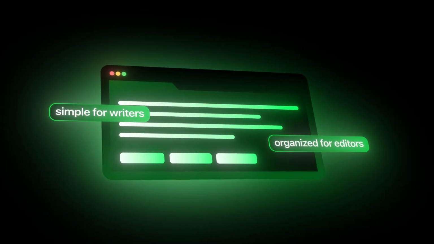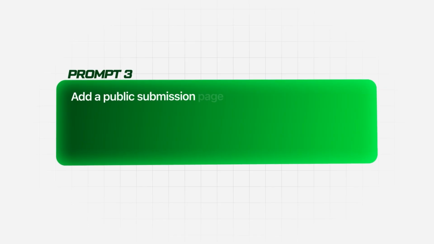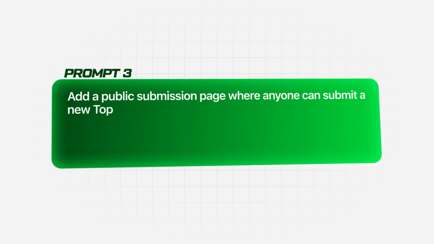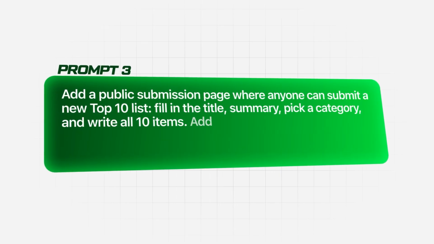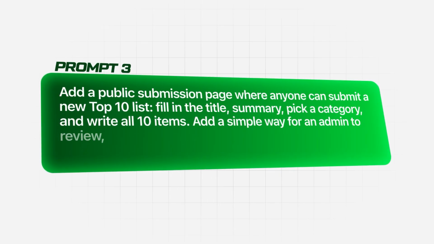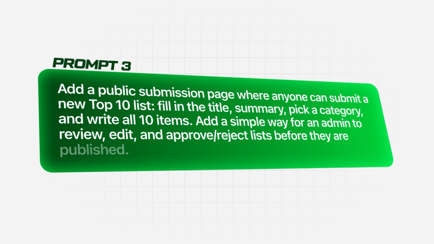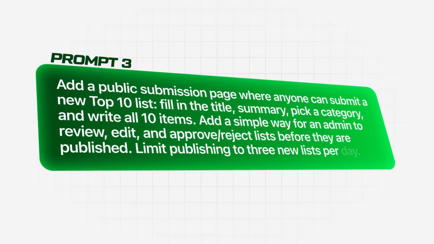Opening the doors to public submissions is the fastest way to fill the site with fresh ideas, but it only works if the process is simple for writers and organized for editors. We need something that welcomes new contributors, catches mistakes early, and keeps the publishing cadence steady without burning out the queue. That's why the next instruction to Replit is: add a public submission page where anyone can submit a new top 10 list. Fill in the title, summary, pick a category, and write all 10 items. Add a simple way for an admin to review, edit, and approve/reject lists before they are published. Limit publishing to 3 new lists per day.